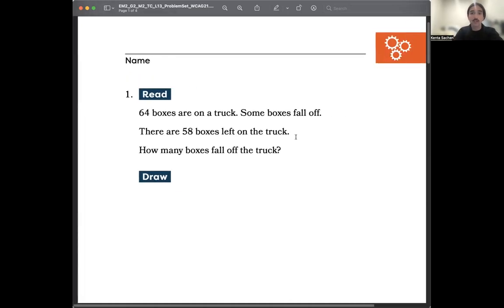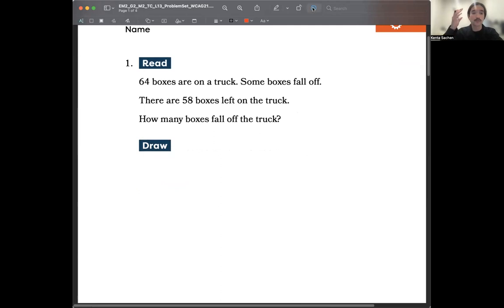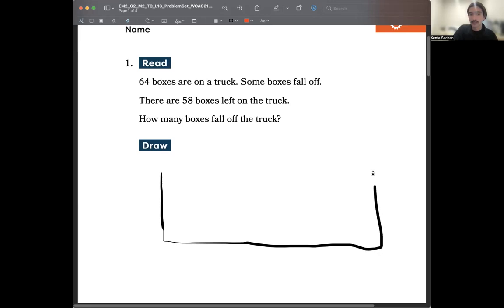Now we're going to draw a picture to understand this problem better. First we're going to read this carefully. We know that there's a truck with some boxes. We know some of them fall off, and some of those boxes are still on the truck. Now I want you to draw this with me. I'm going to draw a big rectangle first, a big rectangle to show all the boxes together. This is 64 boxes, all the boxes that are on the truck at the very beginning of our story.